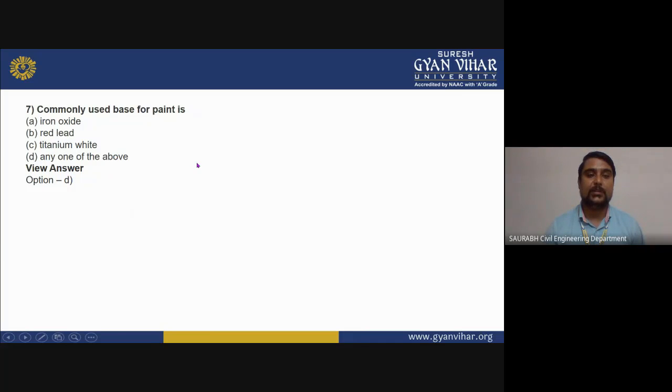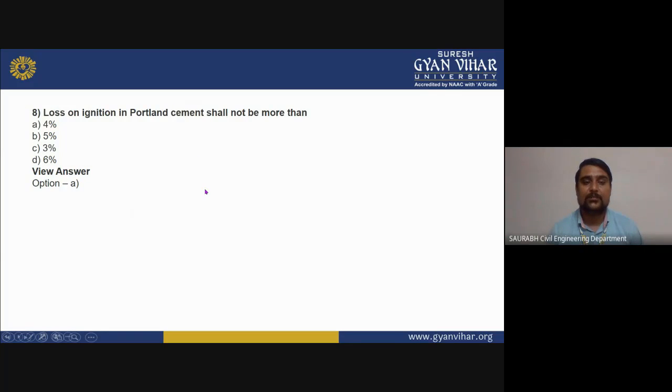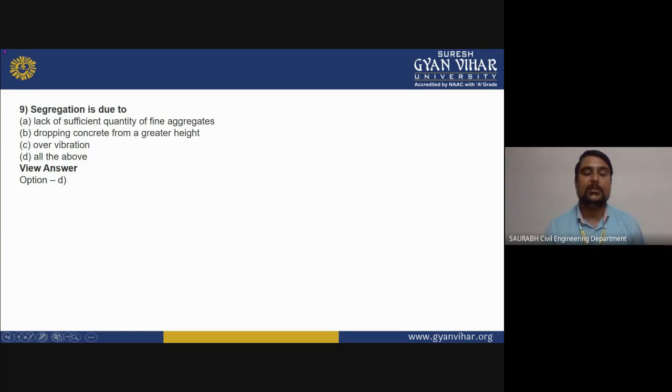Come to the seventh question. Commonly used base for paint is iron oxide, red lead, titanium white, or any of the above. Here the right answer will be D, any of the above. Loss on ignition in Portland cement shall not be more than. Options given are 4%, 5%, 3%, 6%. Here the right answer will be 4%. The segregation is due to, this is also a very important question: lack of sufficient quantity of fine aggregate, dropping concrete from a greater height, over vibration, all of the above. Right answer here will be all of the above.